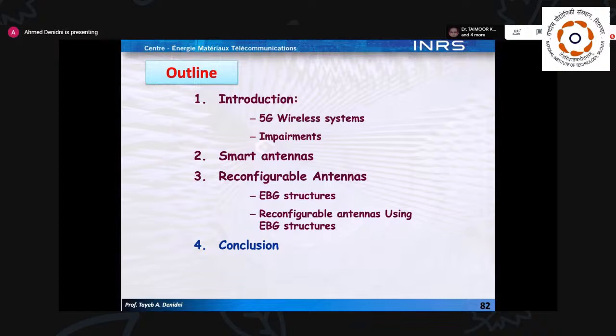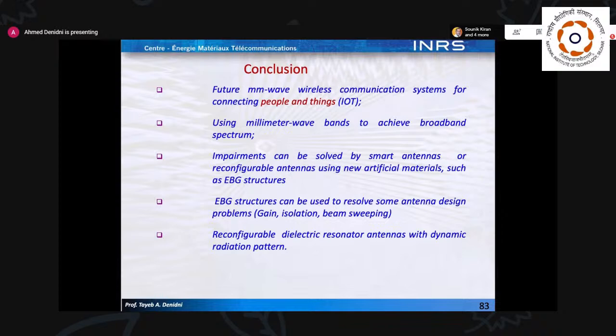In this second lecture, we saw millimeter wave for connecting people and things, the future of wireless communication, especially 5G. We saw how to use some millimeter wave bandwidth, generally 28 or up to 60 GHz, for the next generation to answer the demand in terms of spectrum. We presented some impairments of this system in terms of path loss and multipath, and how to resolve this problem by using a smart antenna or a reconfigurable antenna.